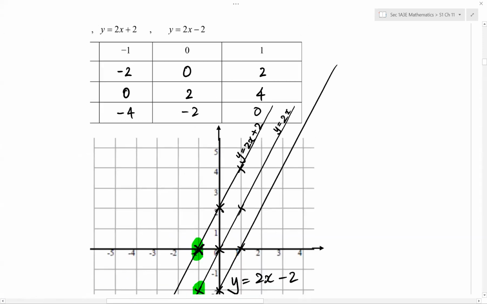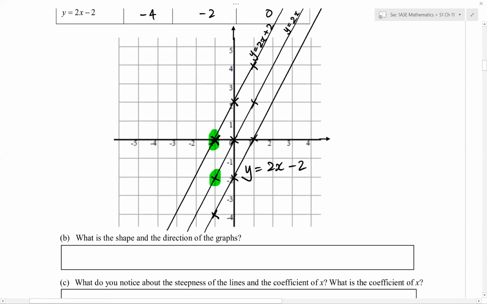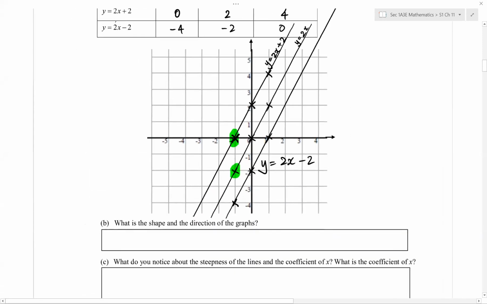Okay, now let's answer the first question. What are the shapes and the directions of the graphs? So shape, very simple, straight lines. Shape is all three of them are straight lines. What about direction? What directions do you know? Left, right, up, down. These are directions, isn't it? Okay, so listen carefully. Look at the screen. Ashton, very distracted.